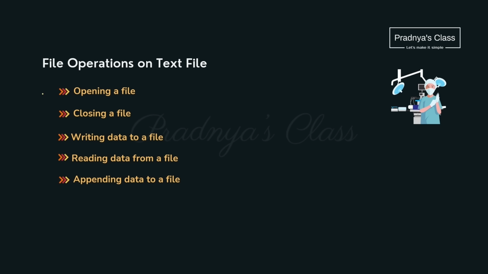Whenever we talk about the file, here are the basic operations that we will be performing on it. The first 2 operations, that is opening the file and closing the file, is must. Apart from that, we can write data to the file, we can read data, as well as we can append data to the file. From exam point of view, we will be concentrating more on reading data from the file, because generally you get 3 marks question on the text file where you need to read the file.